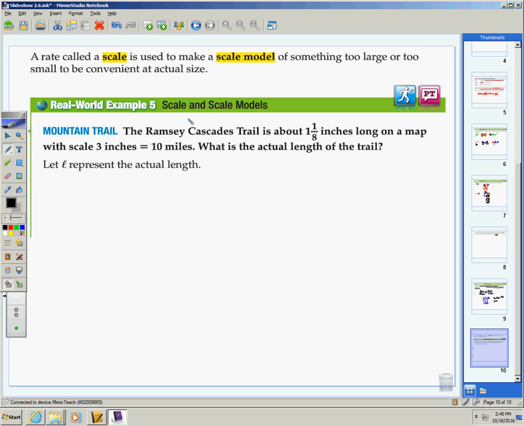Okay, so we've got the Ramsey Cascades Trail is about 1 1/8 inches long on a map, where 3 inches equals 10 miles. Whenever they give you a scale, you're always going to just put that in. 3 inches over 10 miles. I want that to equal what actually is happening. So here's my scale. I've got 1 1/8 inches. I'm going to go ahead and just rewrite 1 1/8 as an improper fraction. We know that's 9/8. So I'm just going to rewrite that as 9 over 8 inches over the actual number of miles, which I do not know.